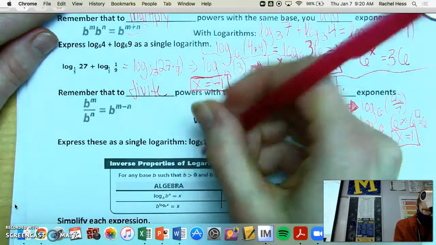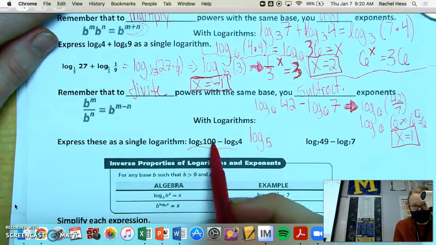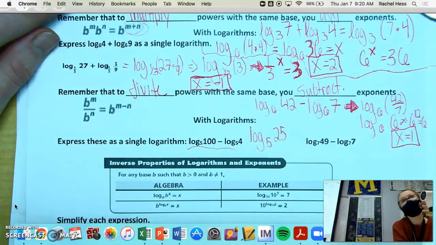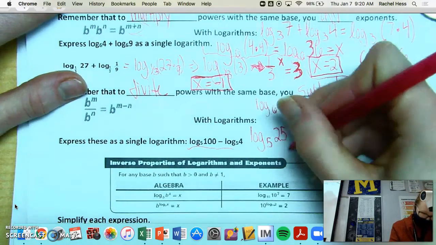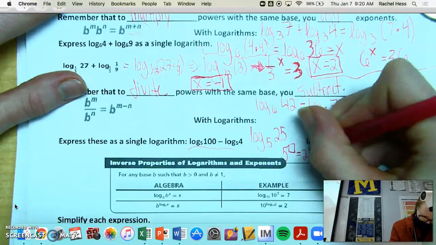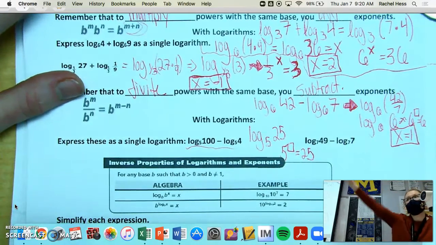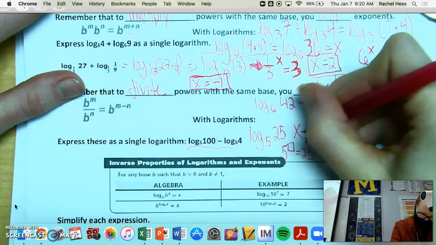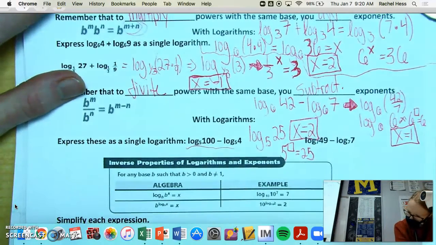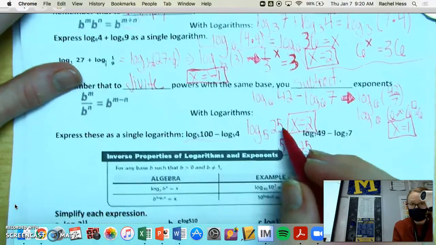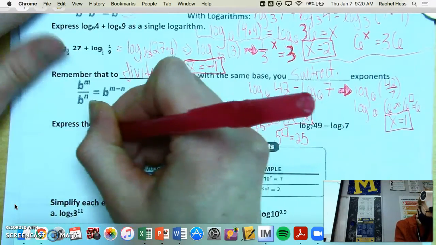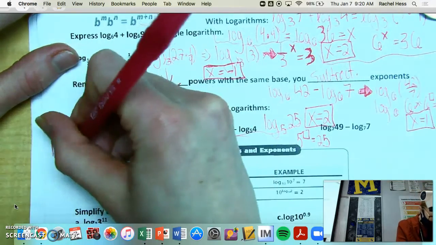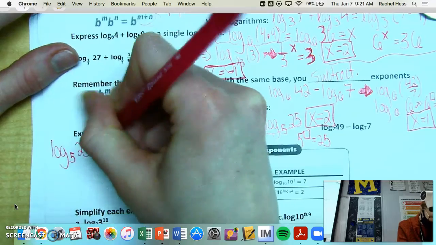I'm going to do mini shortcuts. So if I have log base 5 of 100 minus log base 5 of 4, well, 100 divided by 4 gives me 25, right? 5 to what power gives me 25? My answer would have to be 2. Right? So if you were writing your answer in logarithmic form, I'm going to write this over here because I don't have a ton of space. You would write log base 5 of 25 gives me 2, right?